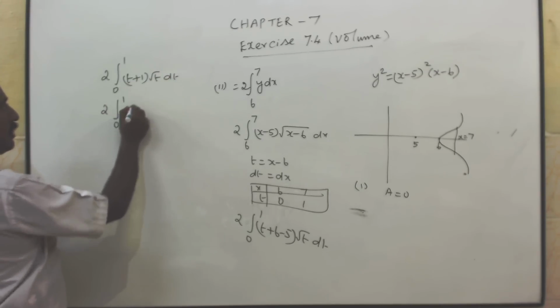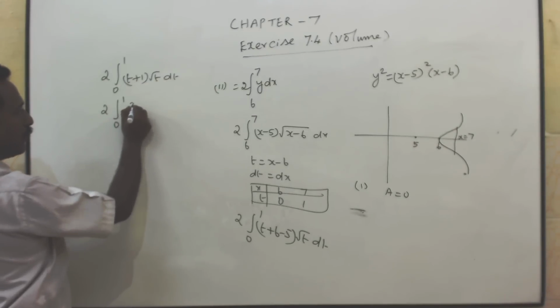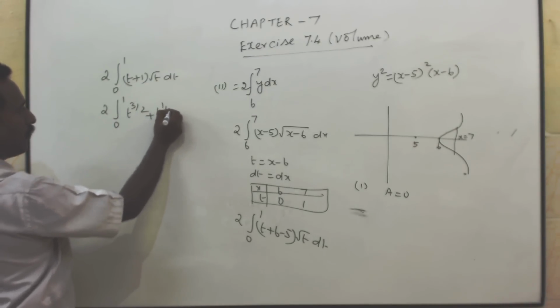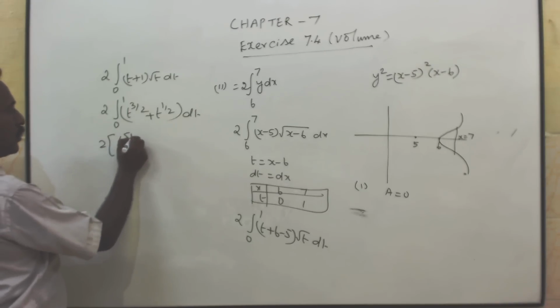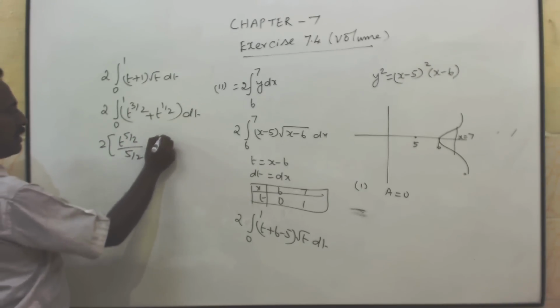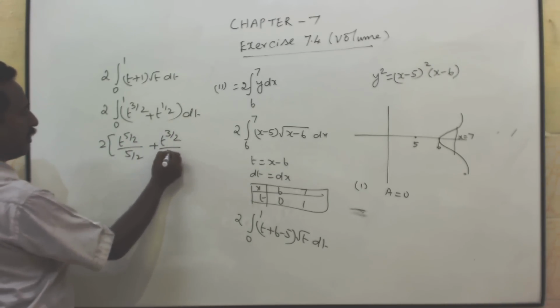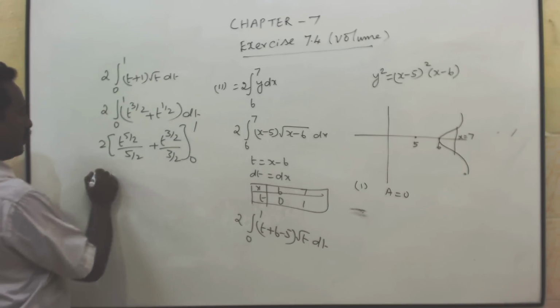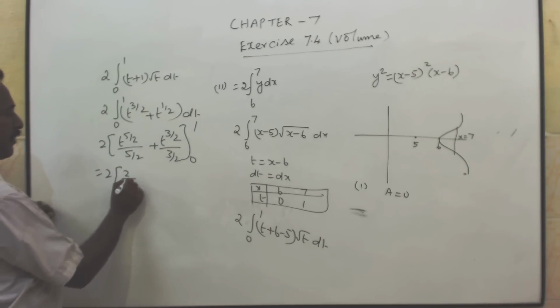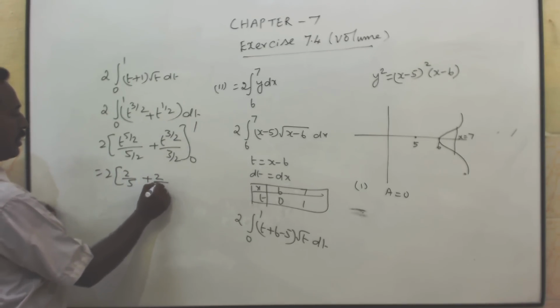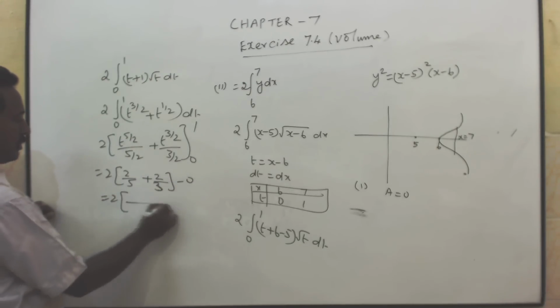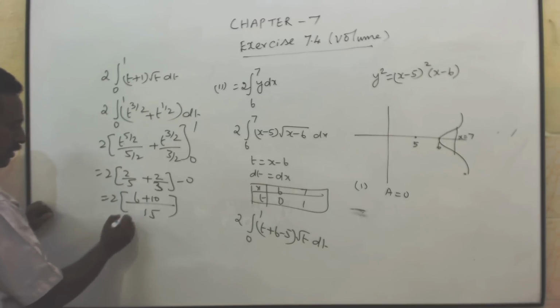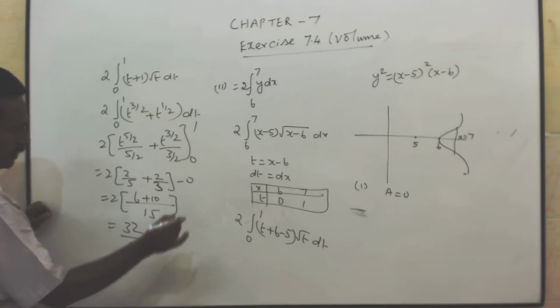2 integral 0 to 1: t into root t is t power 3 by 2, so we get t power 3 by 2 plus t power 1 by 2 dt. Now integrate: t power 5 by 2 divided by 5 by 2, plus t power 3 by 2 divided by 3 by 2, limit 0 to 1. That is 2 times 2 by 5 plus 2 by 3, because 1 power any number is 1, and at 0 it is 0. Taking 15 as common denominator, 6 plus 10 is 16 by 15, so the area is 32 by 15 square units.